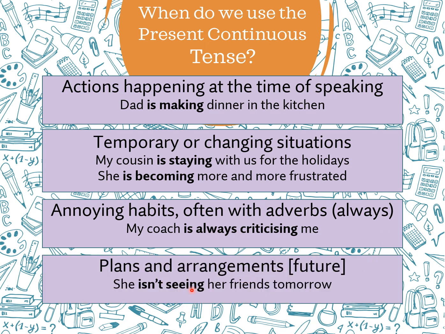Okay, alright. The next one, plans and arrangement. Macam tadi juga, timetable and schedules tu kan, future arrangement. Okay, still in future, you plan it, okay, but you are not sure and you cannot ensure whether it will happen or not, but you plan this thing to happen. So, for example, she isn't seeing her friends tomorrow. Dia tak ada plan lah nak jumpa kawan dia esok.